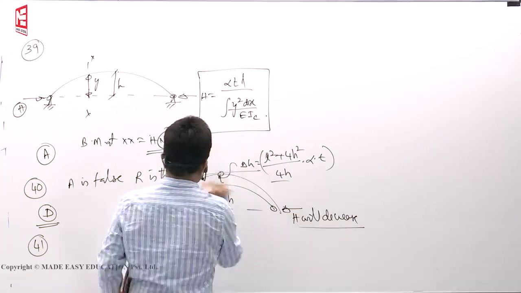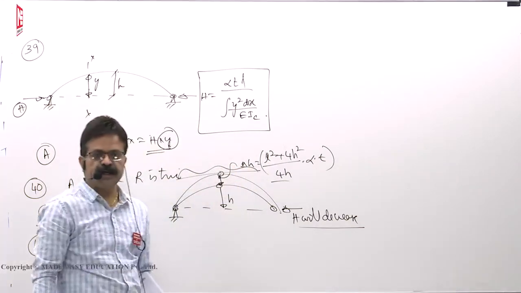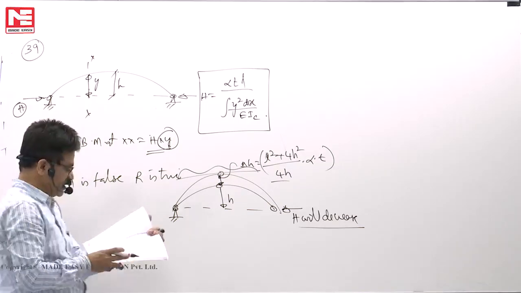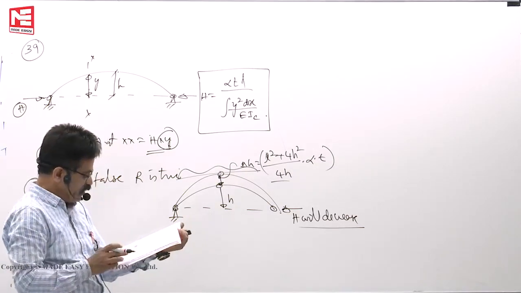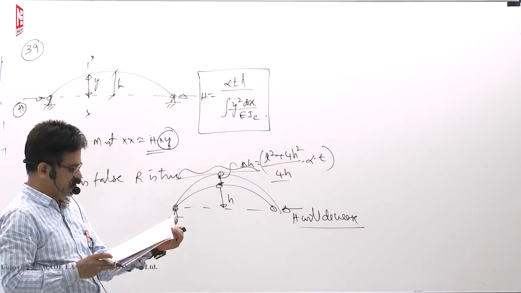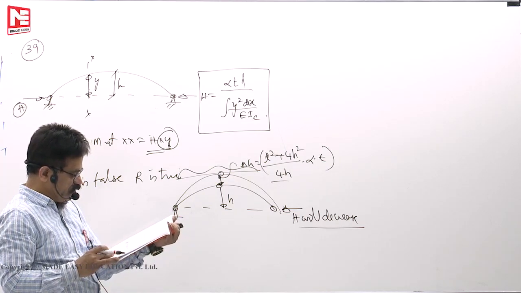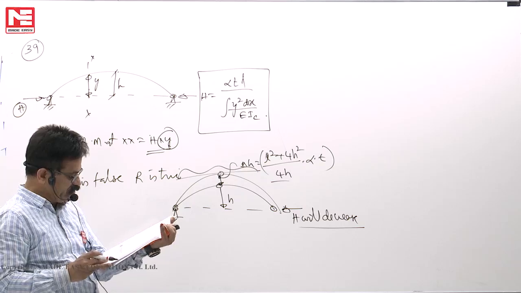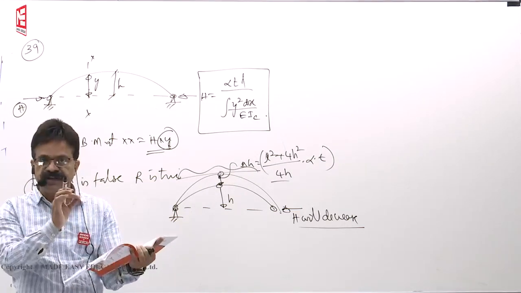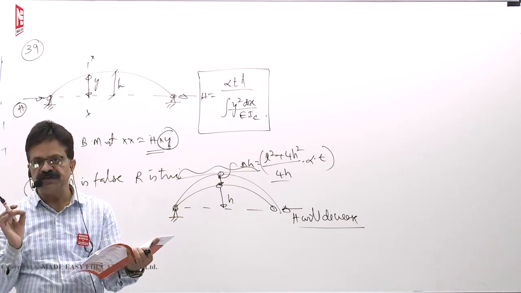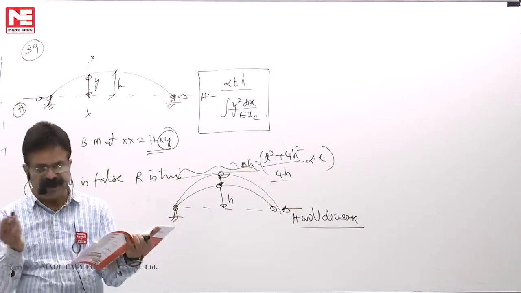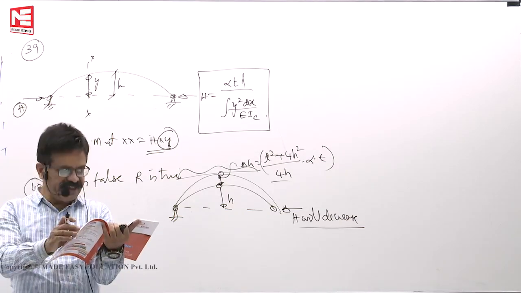H will decrease if it is already subjected to UDL. That's what we have written. So D is the correct one. Next, 41. In a parabolic symmetrical three-hinged arch, the bending moment at any section due to dead load is 0. That is correct, because dead load means uniformly distributed dead load. It's like UDL, so it follows the shape of BMD. So bending moment everywhere is 0.